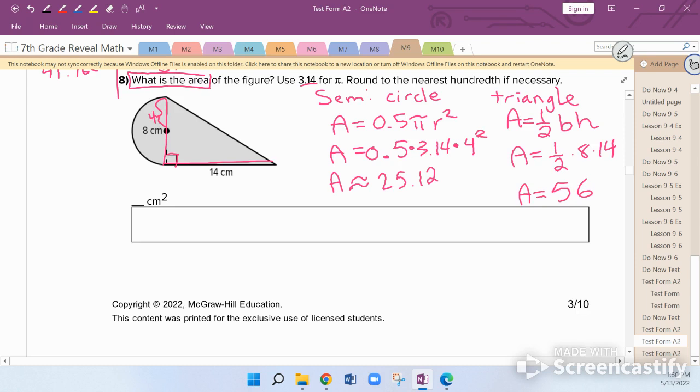And what do we do with those answers? Add them. So we got 25.12, and we add 56. So that gets us 81.12. 81.12, and that's going to be centimeters squared because we're finding area. Square units for area.